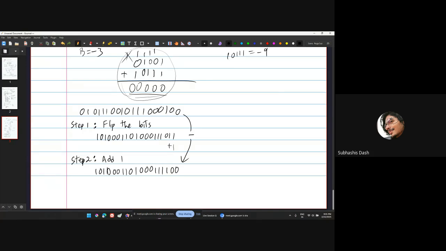Now tell me, what's the maximum size that we can get in a 2's complement? What's the biggest number that we can get? Two raised to 32. Are you sure? Let's say we have 32 bits. What's the biggest number that we can get from this one? Keep in mind, we are using 2's complement.